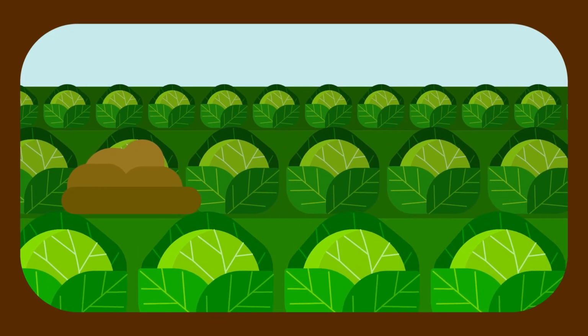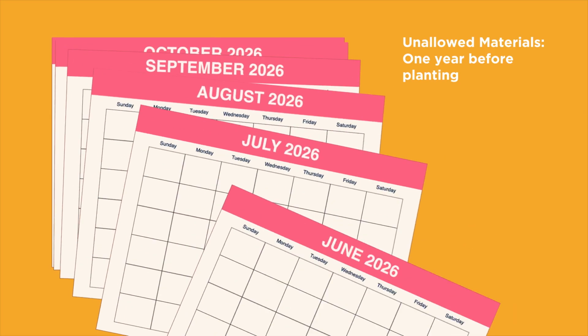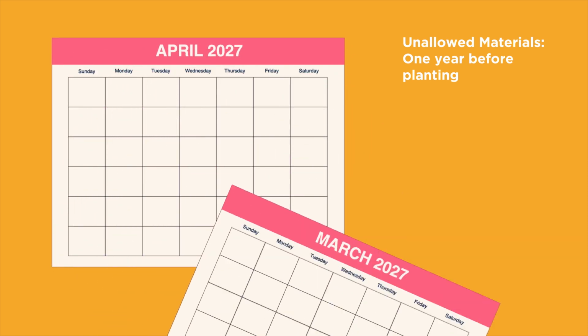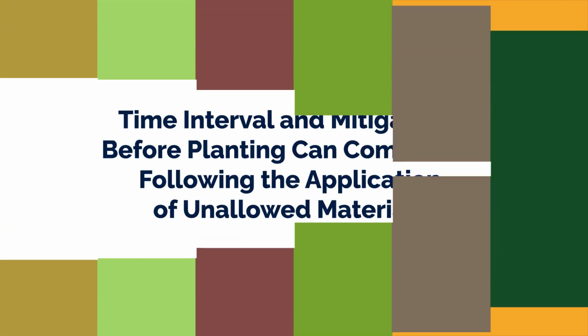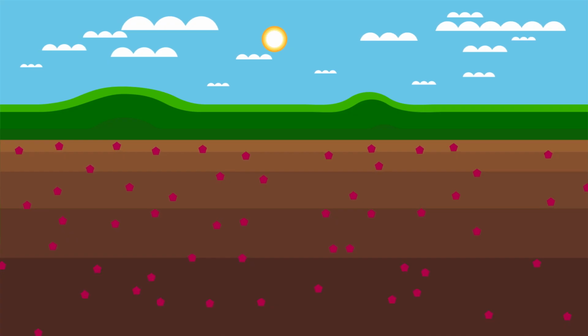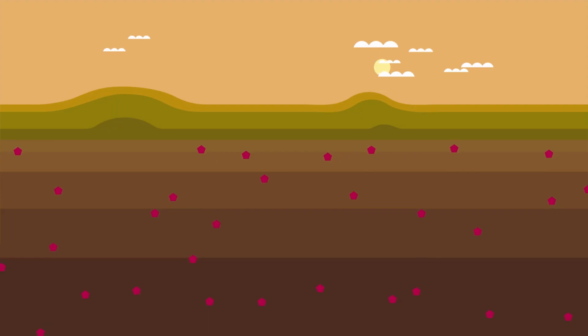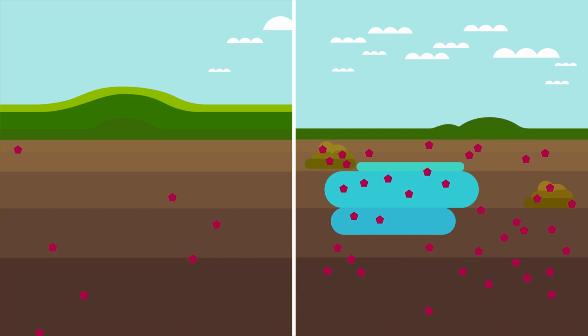And if any of these materials are intentionally or accidentally applied to a field, you will have to wait 1 year before you can start producing leafy greens on that field, or 38 months if Class B biosolids are applied. Time interval and mitigations before planting can commence following the application of unallowed materials. Even though 1 year is the standard required waiting period for an adequate reduction of pathogens of concern, the type and amount of soil amendment or crop input applied to the field can impact the persistence of pathogens on the soil, which may change the minimum time required before replanting.